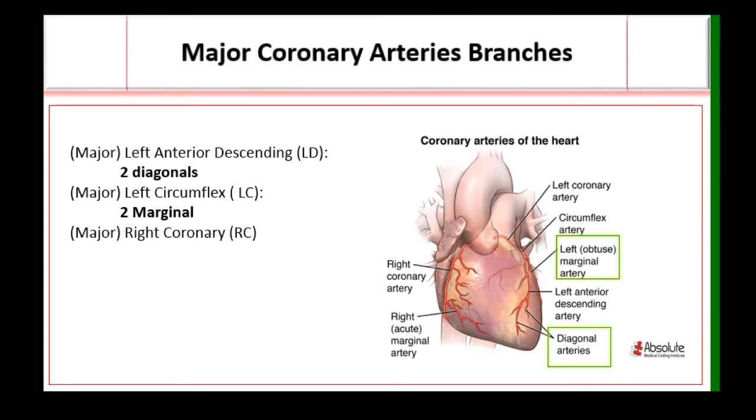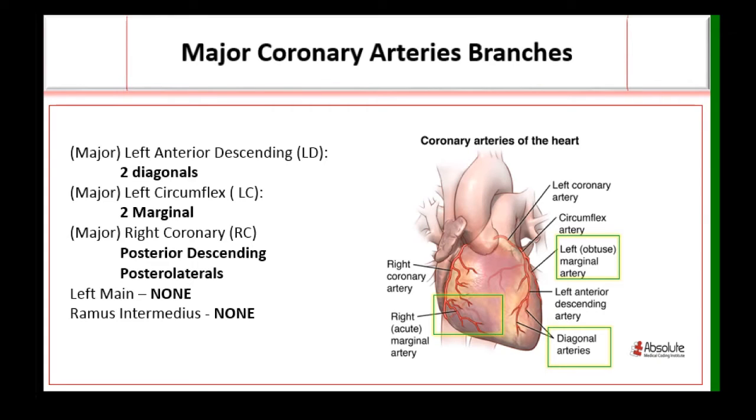And the major right coronary artery has the posterior descending and the posterolaterals. And there they are. So I've put them in yellow. And unfortunately, the left main and the ramus intermedius both have none. But one thing that I want to point out: only the major vessels have modifiers. As you can see, I didn't list any modifiers for the branches.